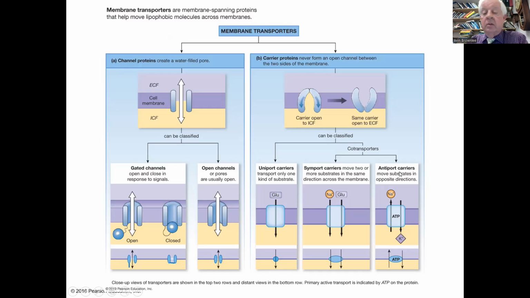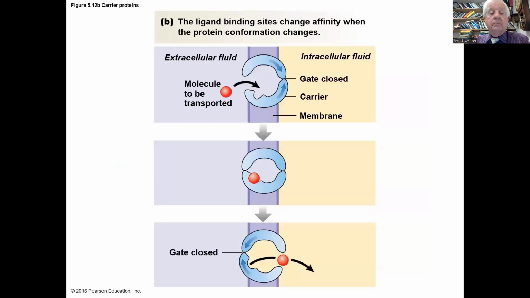Then we have cotransport, and in cotransport, two or more molecules can be transported across the membrane in the same direction, which is called symport, or they can be transported in the opposite direction, which is antiport. These transport molecules can be active, which means they're going to require some kind of energy to move the substance, or they can be passive, which means they can only move down a concentration gradient. Okay, here's the next slide.